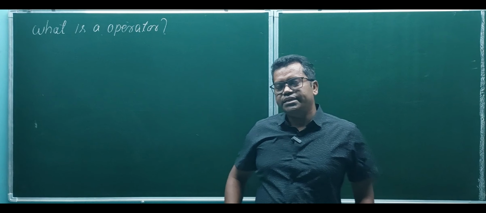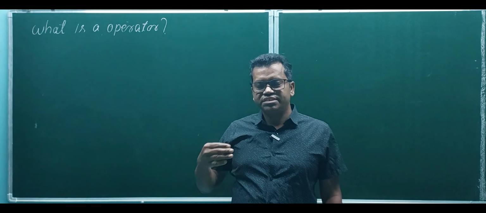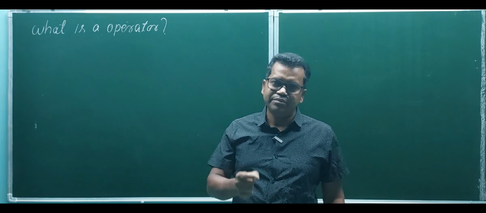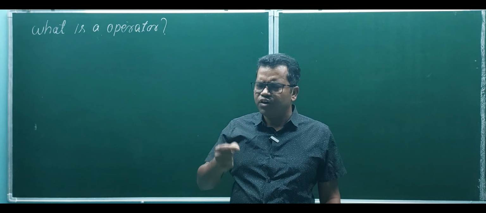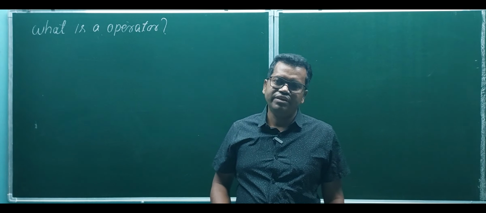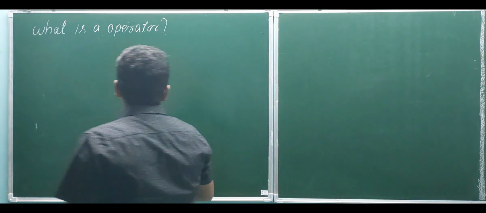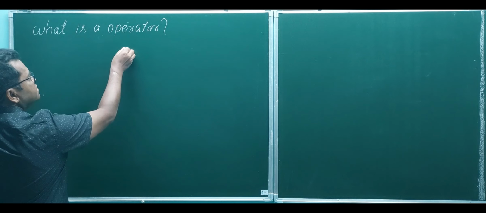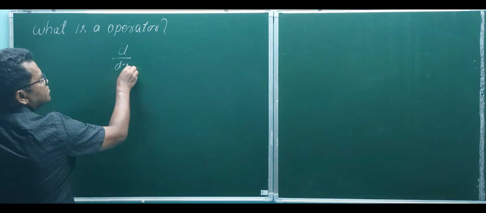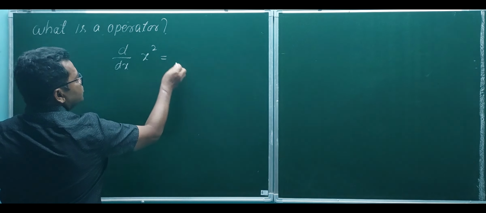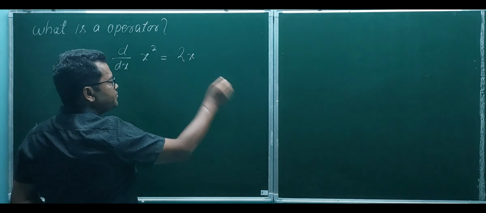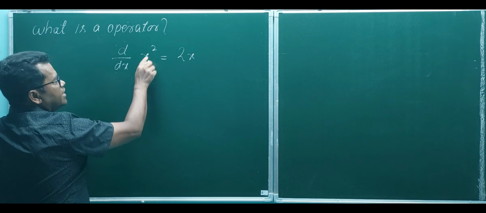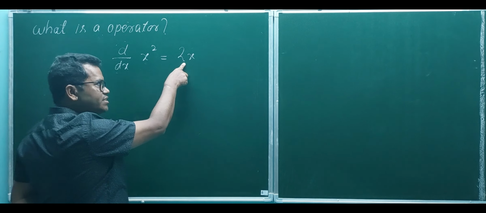What is an operator? It is the mathematical rule which changes one function to another function. More accurately, it is the mathematical rule which changes one well-behaved function to another well-behaved function. For example, suppose derivative with respect to x, that is d/dx of x square equal to twice x, right? That means this d/dx changes this function x square to a new function twice x.